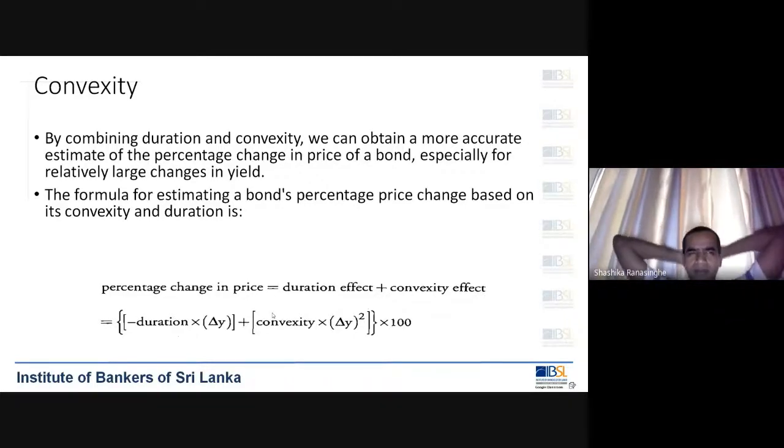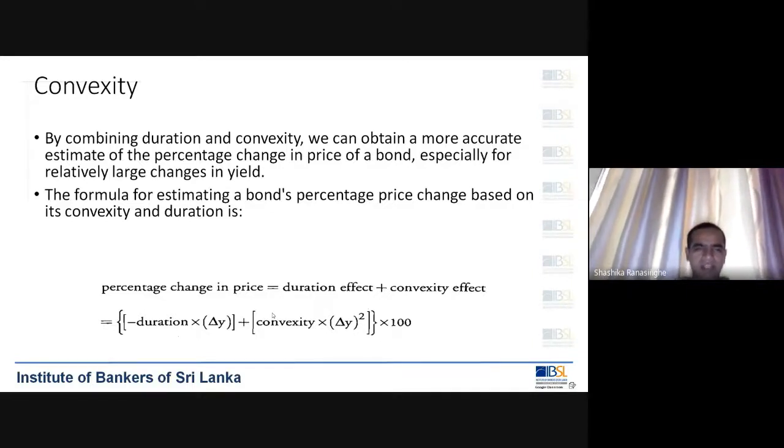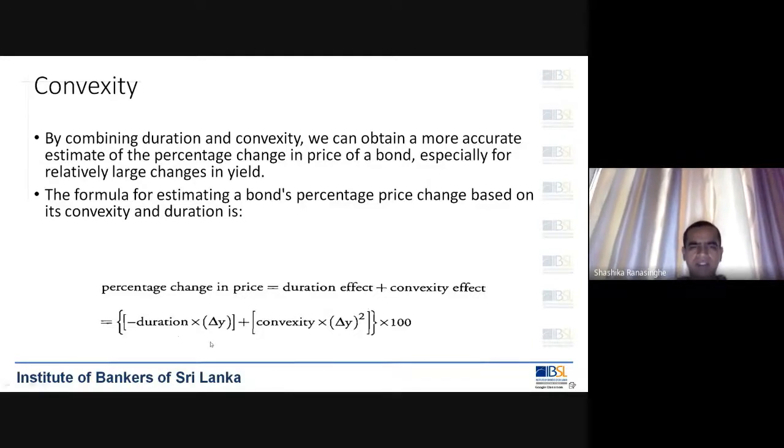It's much worse. The formula for estimating a bond's percentage price change based on convexity and duration is: percentage change in the bond price is the duration effect plus convexity effect. The duration effect is the negative duration times the change in yield, plus convexity times change in yield squared.